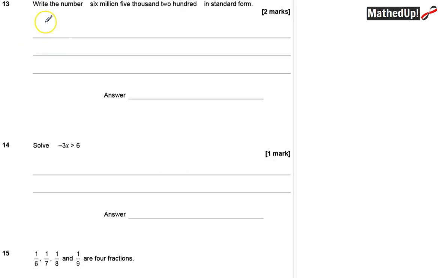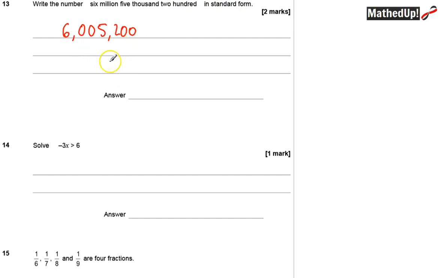Question number 13. I need to write the number 6,005,200 in standard form. I'm going to start by writing this in ordinary form. So I've got 6 million and then I've got 5,200. And I want to write that in standard form.